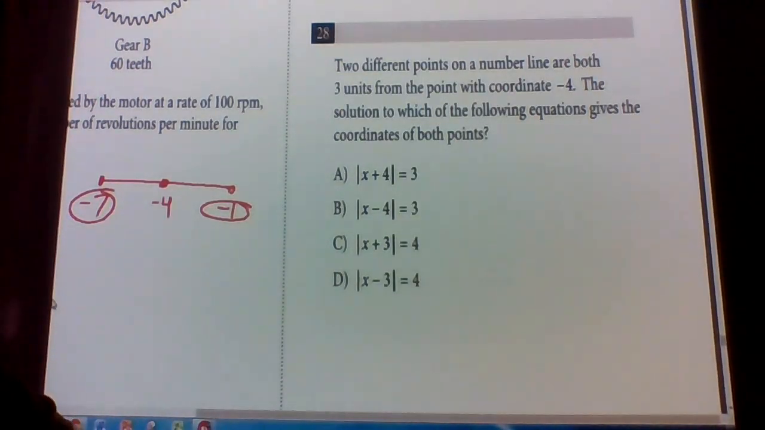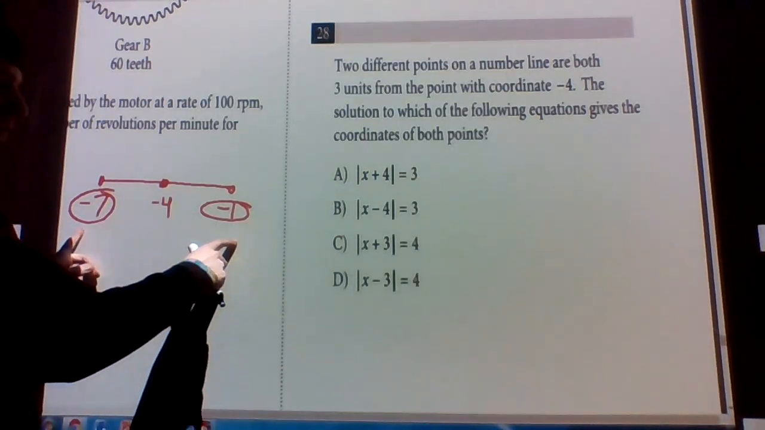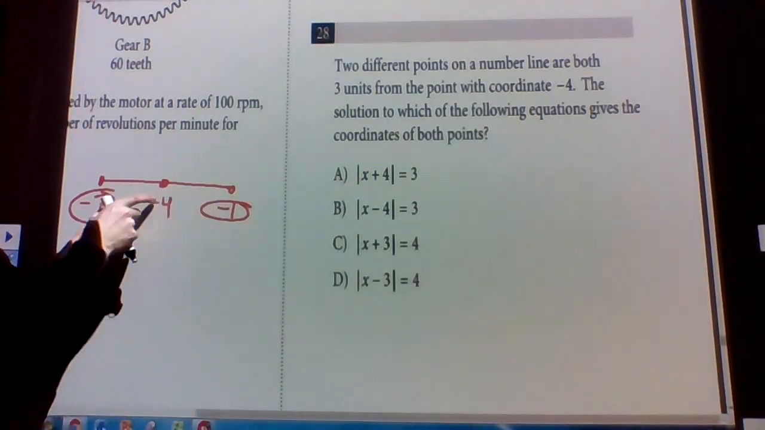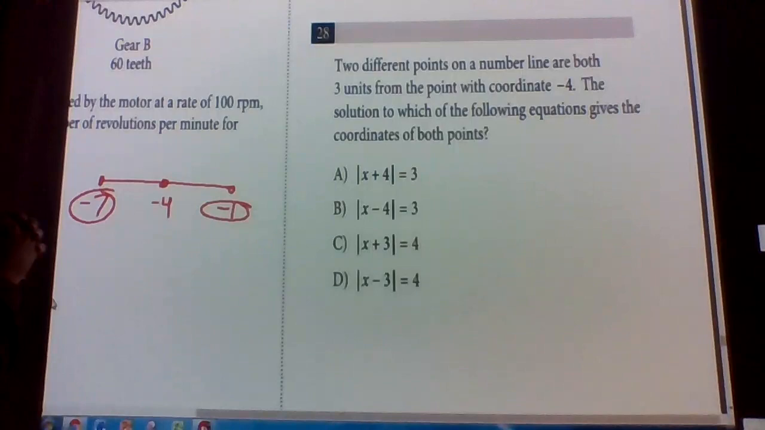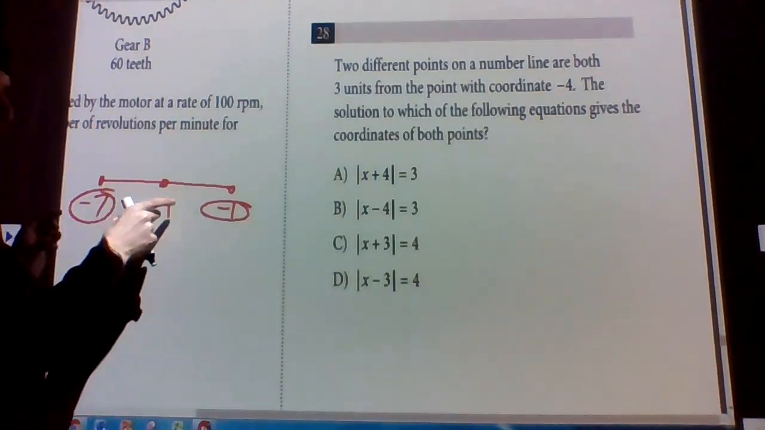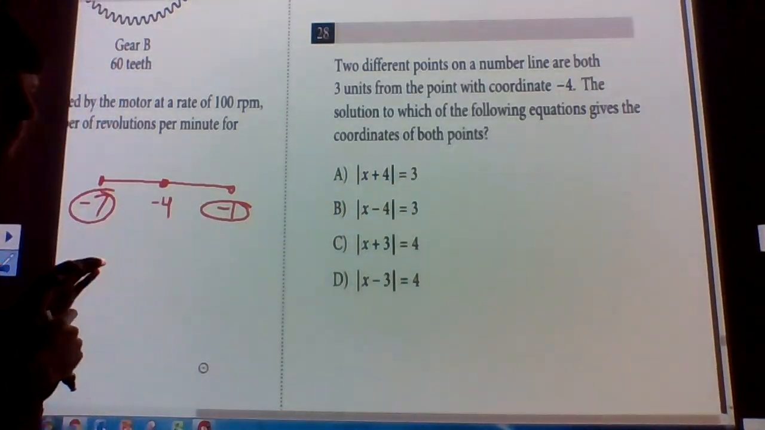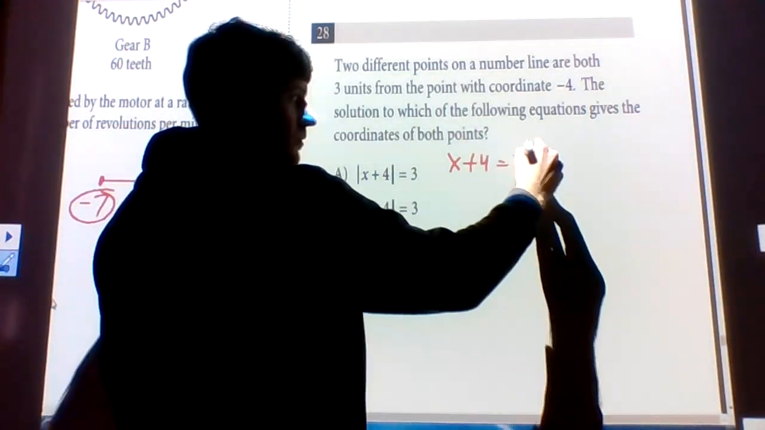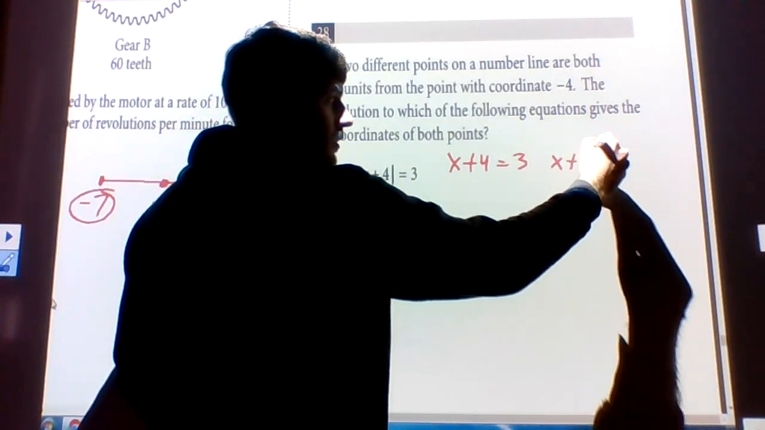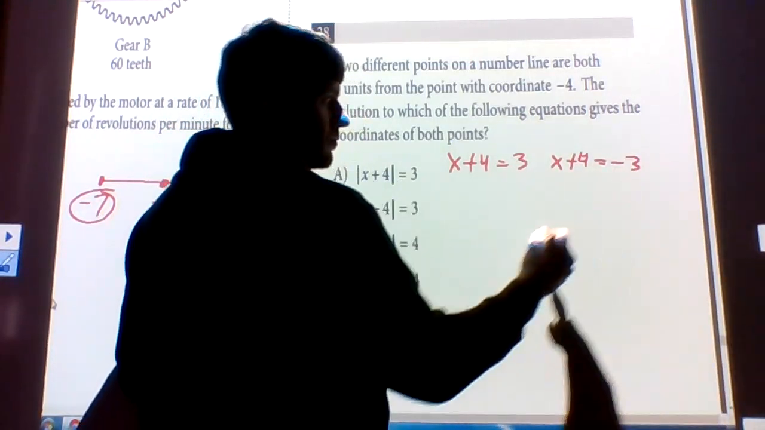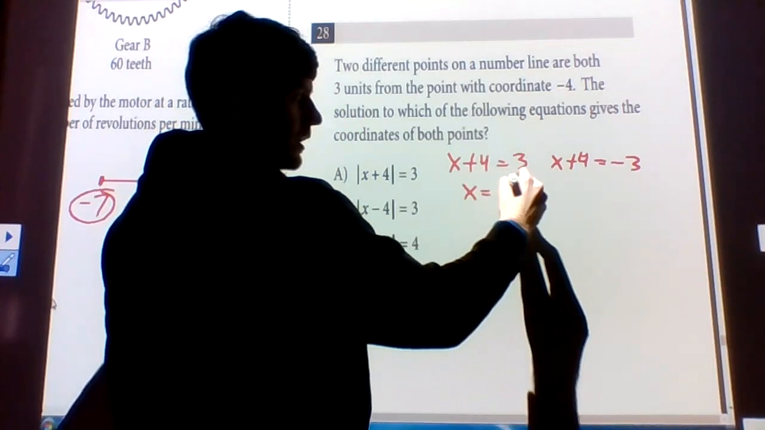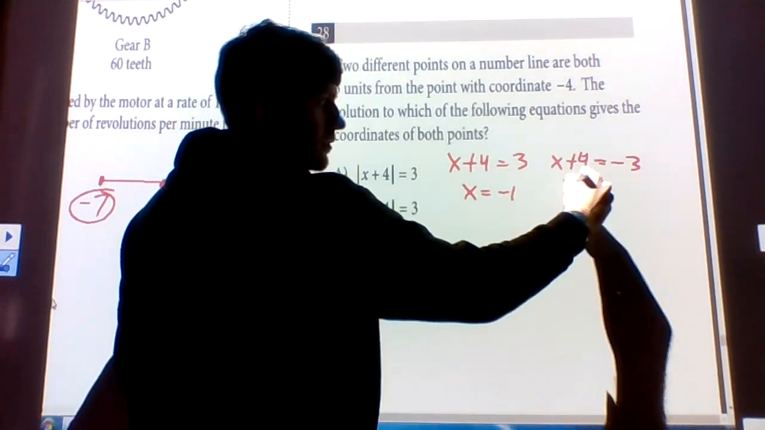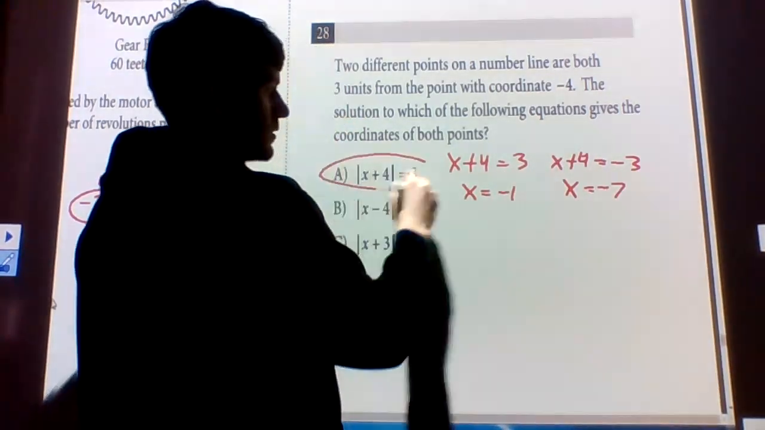So the solution to which of the following equations gives the coordinates of both? We want to try the ones that are 3 units away each, so we want to try A and B. If we try A, you're going to have x plus 4 equals 3, and x plus 4 equals -3. So x is going to equal -1, and then x is going to equal -7. So it looks like that's going to be your answer, right?